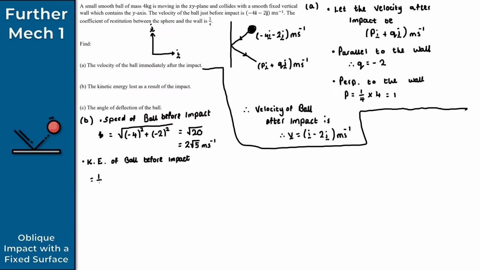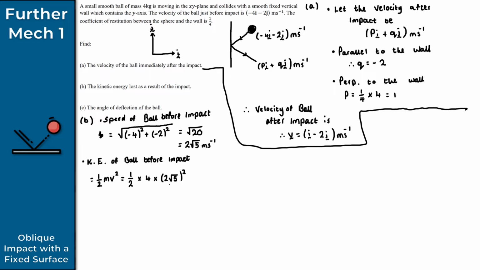That's a half mv squared, right? So what I get here then is a half times the mass of the ball. In this case, that's just simply 4, right? So I've got a half times 4 times v squared. So v here is just simply 2 root 5. So I've got half times 4 times 2 root 5 squared, like so.